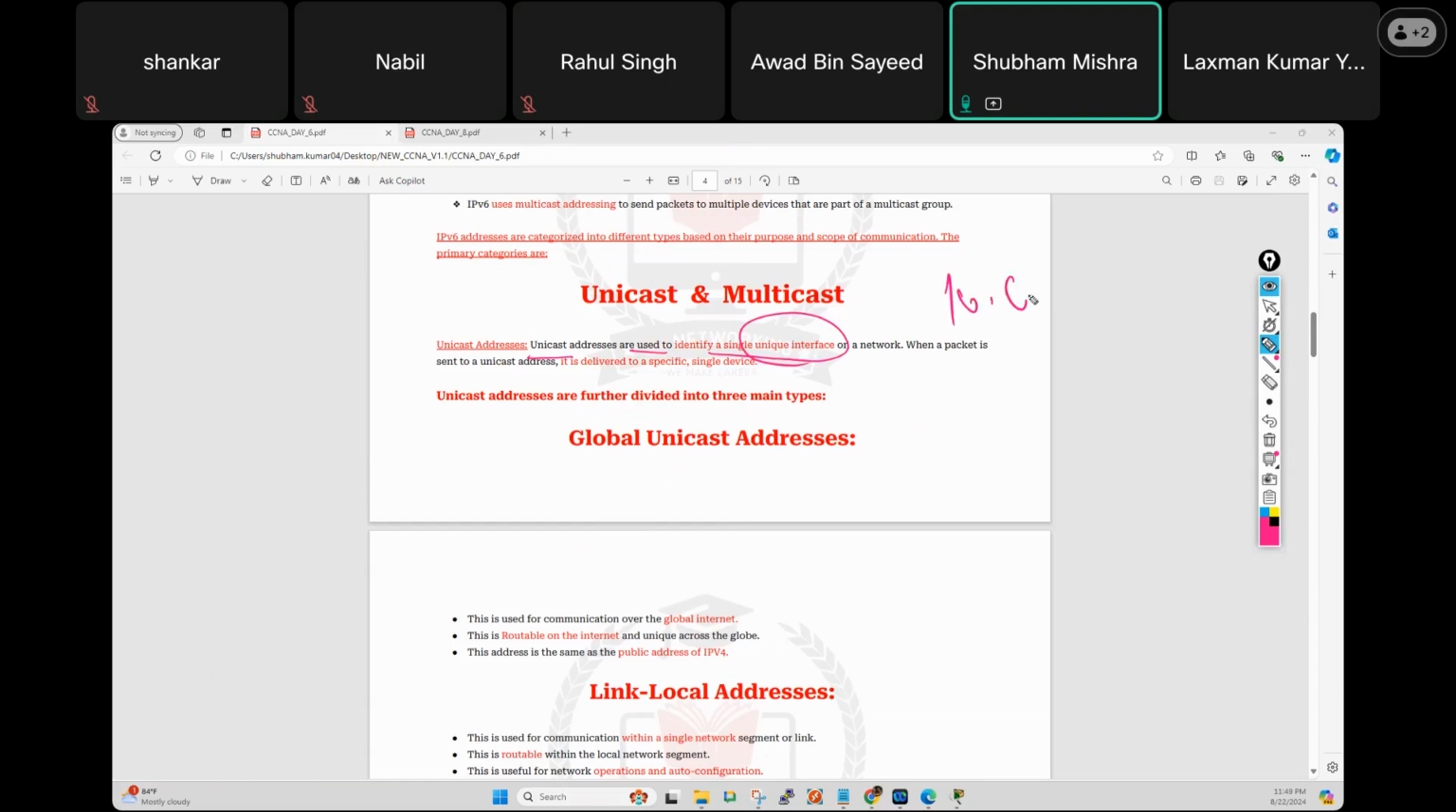If I am writing 10.0.0.1, it means this is unicast, and with this IP address, you can define it on only one interface. Yes or no? Yes.